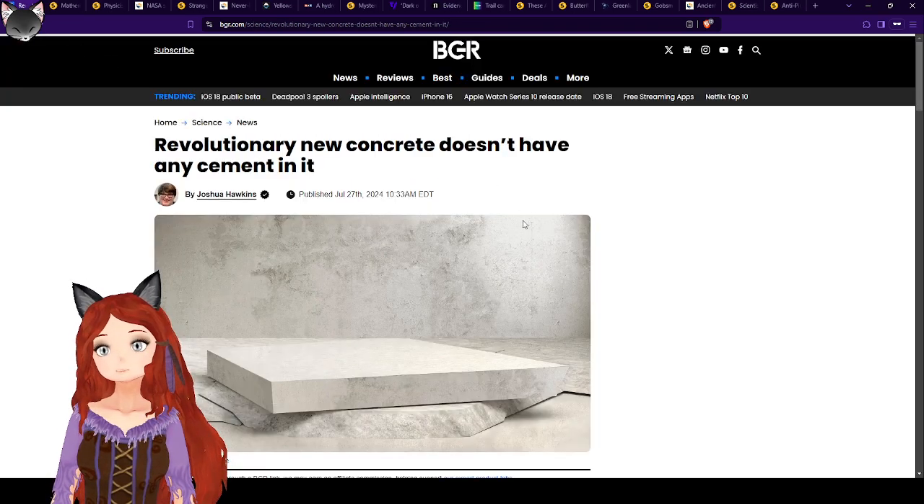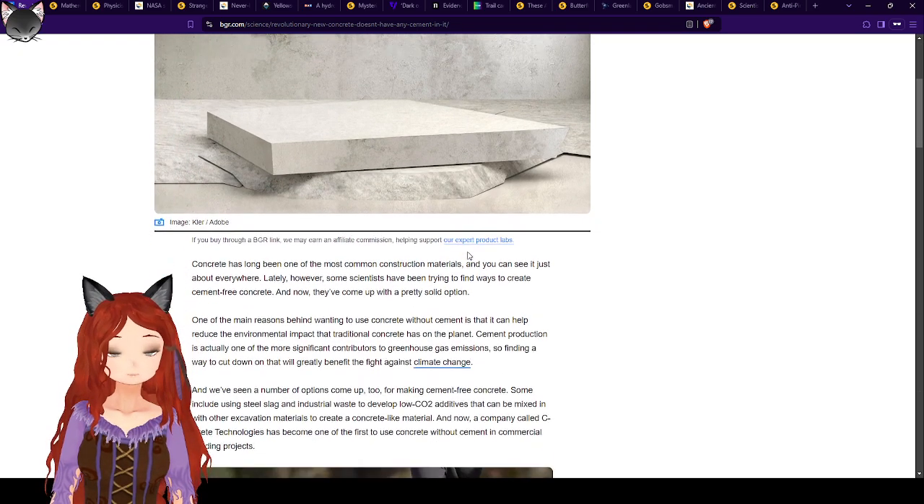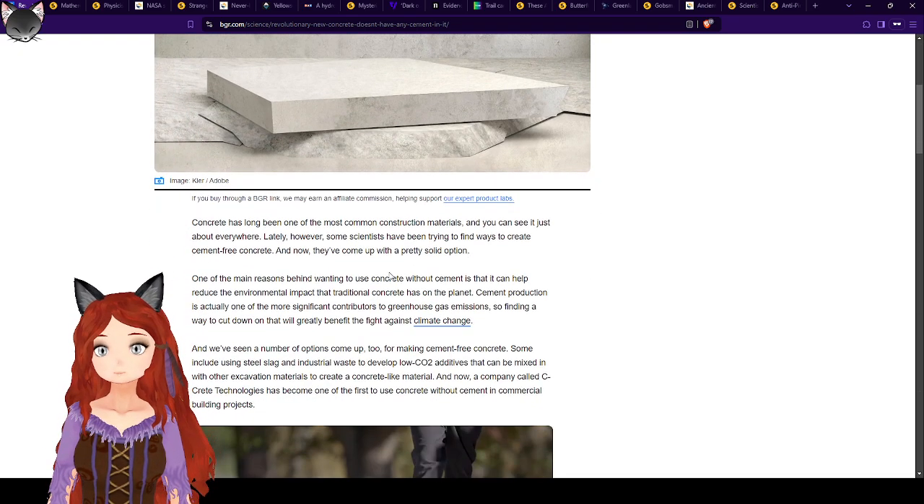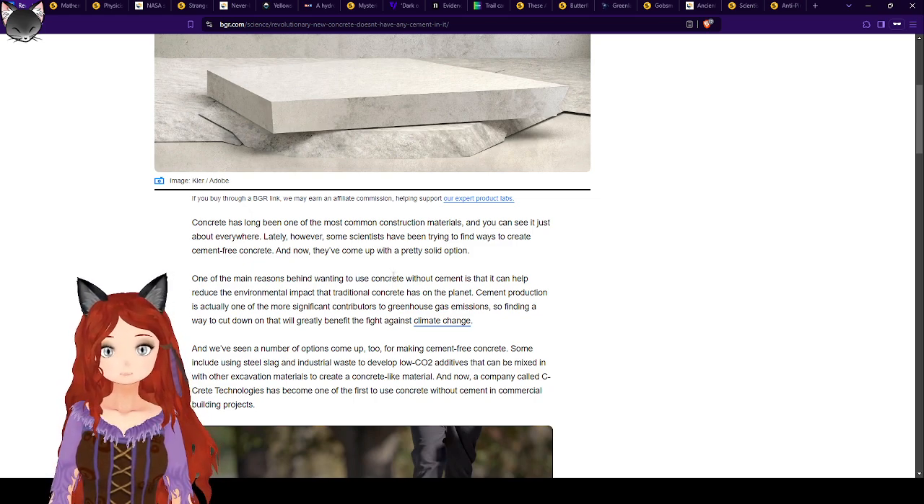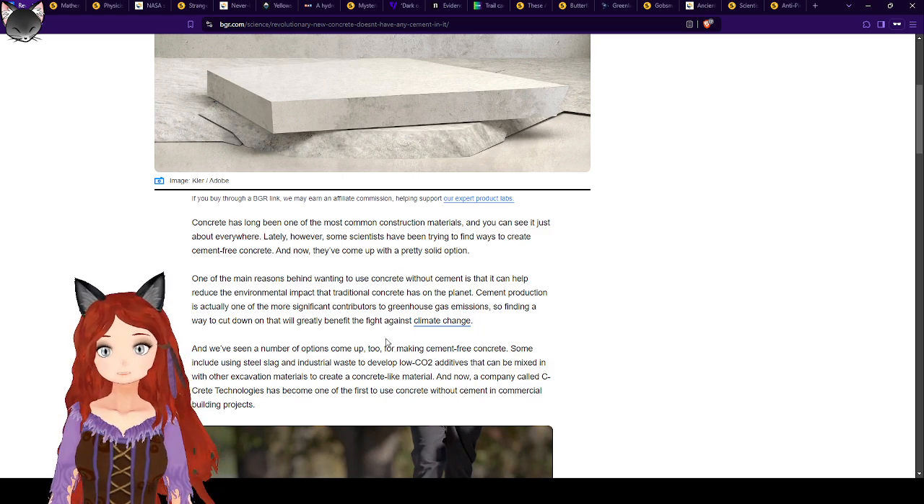All right. Revolutionary new concrete doesn't have any cement in it. Concrete has long been one of the most common construction materials, and you see it just about everywhere. However, some scientists have been trying to find ways to create cement-free concrete, and now they've come up with a pretty solid option. One of the main reasons behind wanting to use concrete without cement is that it can help reduce the environmental impact that traditional concrete has on the planet.